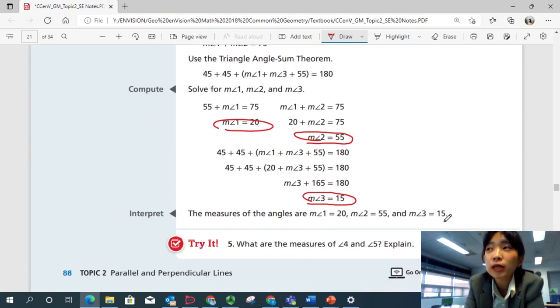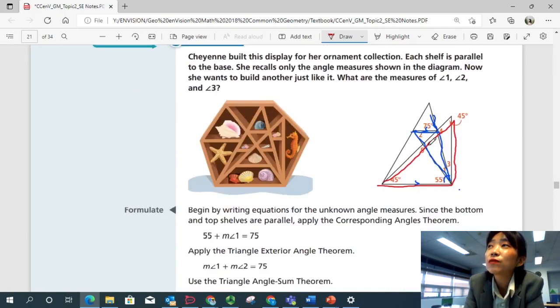Try number 5. What are the measures of 4 and 5? There was a reason that we didn't solve for 4 and 5. So figure out the measures for 4 here and 5. Come back when you're ready for answers.